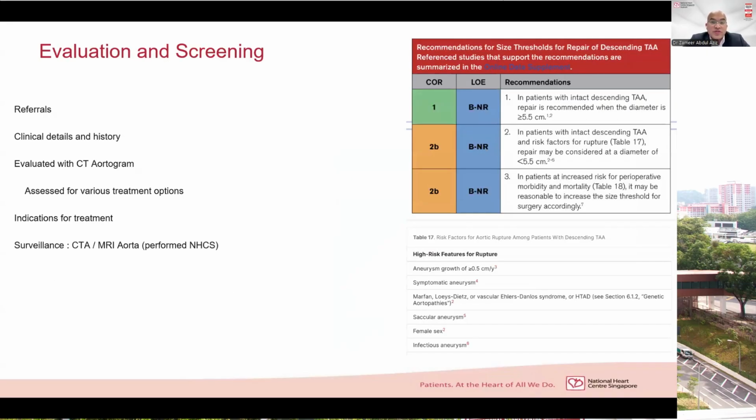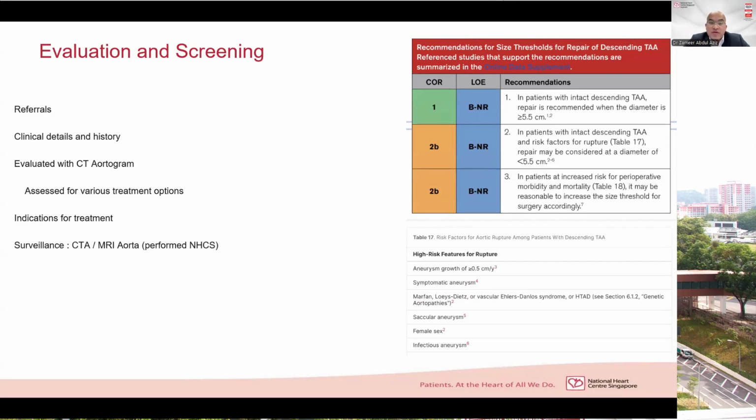In terms of evaluation and screening, when do we offer endovascular treatment? When patients are referred to us, we go through all the clinical details and take a history. We normally have to evaluate, as Dr. Silvraj mentioned, with a CT aortogram, and we look at the various treatment options. So we look at all the options, whether it needs to be treated, whether it's just medical management, whether it needs to have surgery, or whether we can give endovascular treatment. And then we discuss with the patients to see what is the best option for them, because every treatment has its own risks and benefits. And of course, as I mentioned earlier, some patients have surveillance, even after endovascular treatment. There's lifelong surveillance, which you need to have either with a CT scan or an MRI.